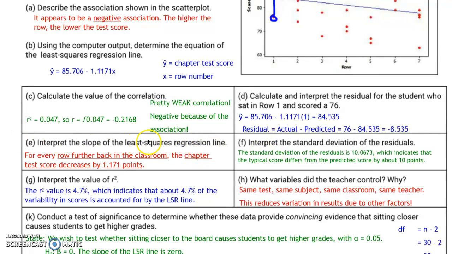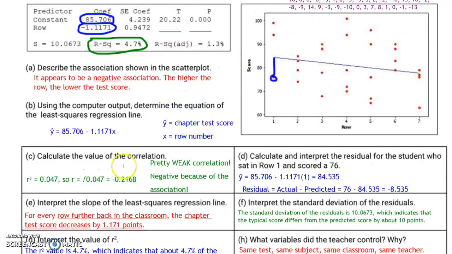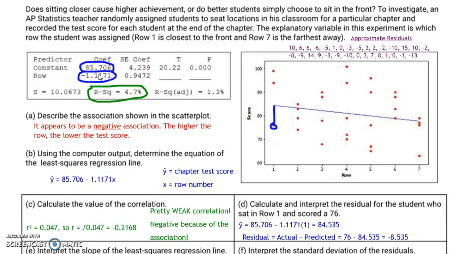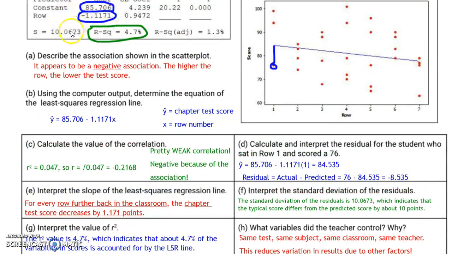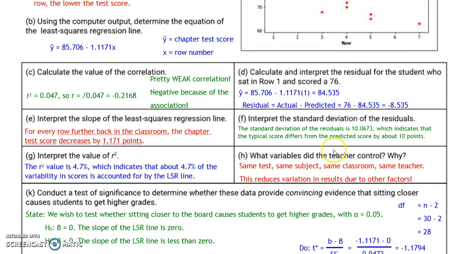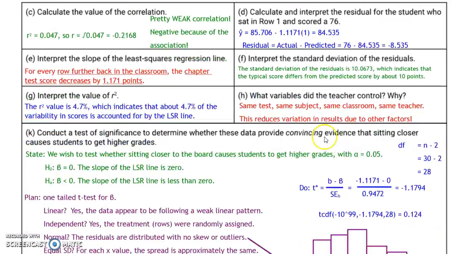Interpreting the slope of the least squares regression line, remember it's very formulaic. For every blank, this first blank is the x values. The next blank is the y values. Either increases or decreases based on your line. And then by 1.171 points, that's by the coefficient of the x value. All right, interpreting the standard deviation of the residuals, 10.0673, that was in your readout. That is a typical score difference between the predicted score and the actual score.